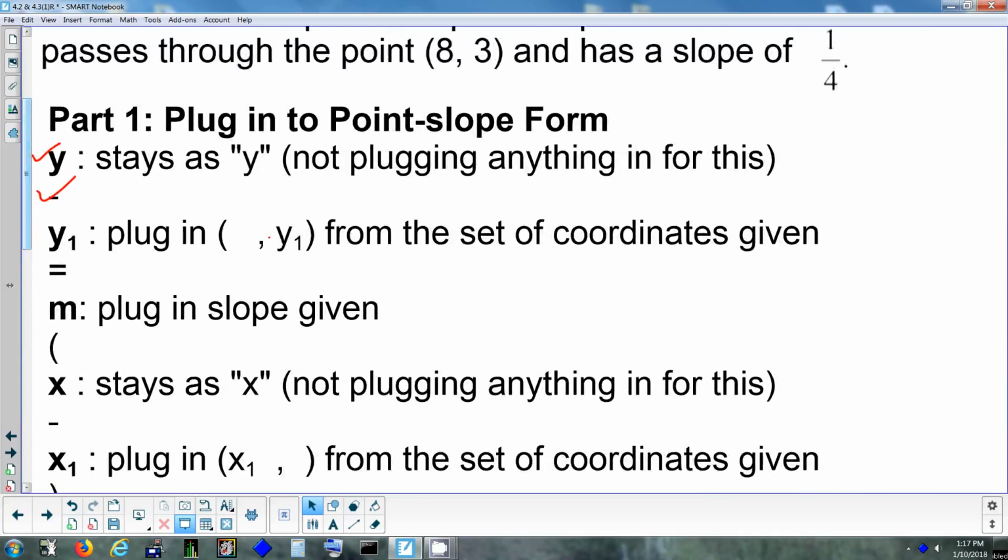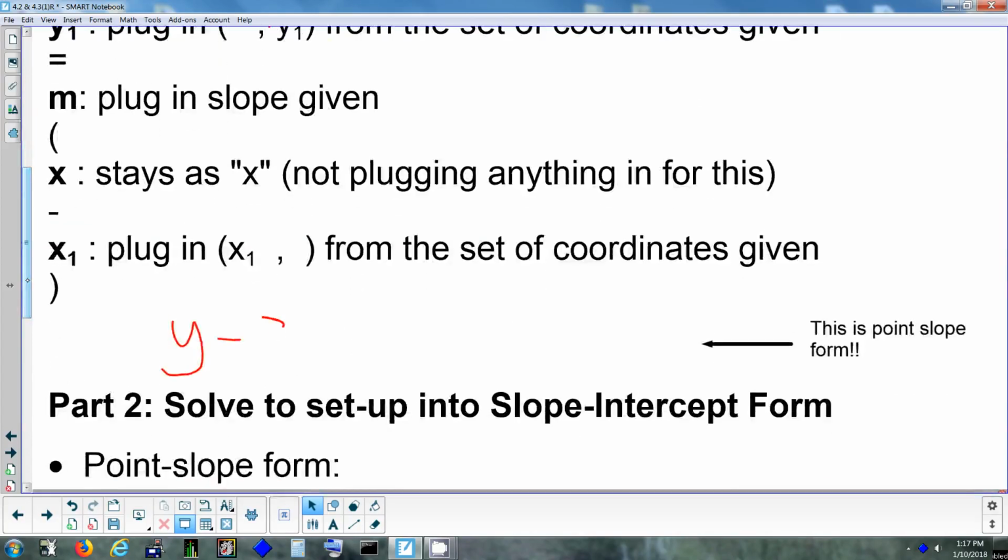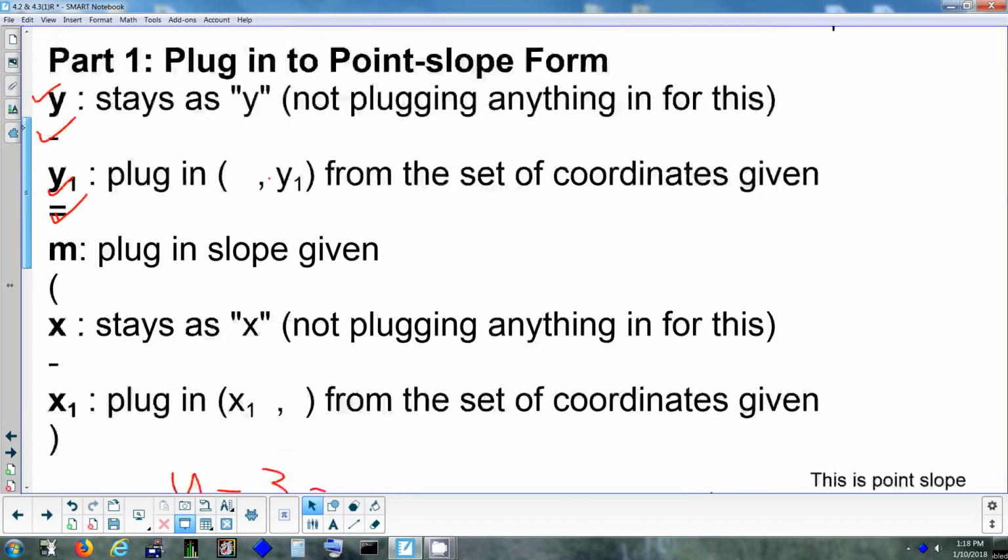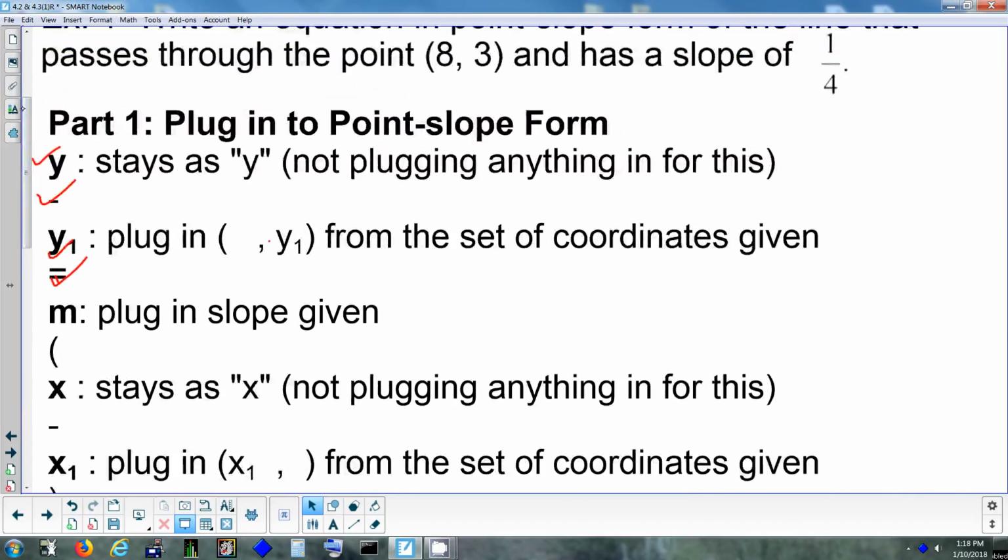3, right? That's our Y coordinate. Good. I did that. What comes after the Y1? Not Y1, what comes after that? Equal sign. Thank you, Savannah. Equals. All right? M, it says plug in the slope that's given. Let's scroll back up. Someone tell me what it is. Raise their hand. Savannah. 1/4.